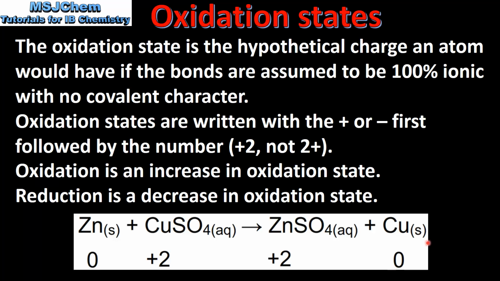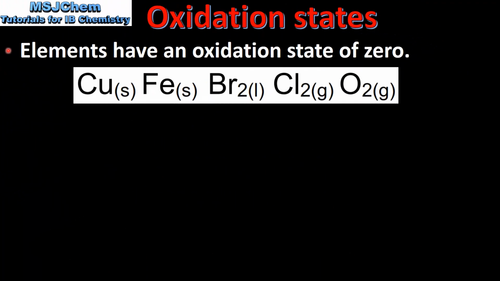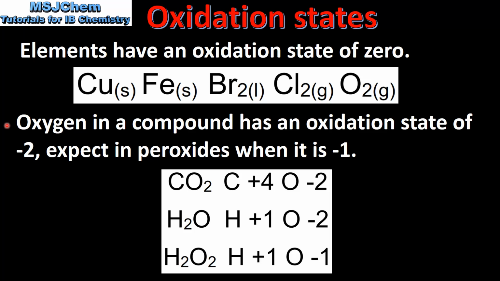So next, we look at the rules of how to assign oxidation states. So we'll start with elements. Elements have an oxidation state of 0. Some examples of elements are copper, iron, bromine, chlorine, and oxygen. Next, we look at oxygen. Oxygen in a compound has an oxidation state of -2, except in peroxides when it is -1.